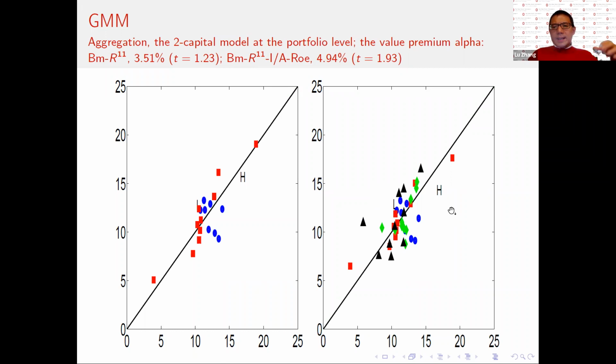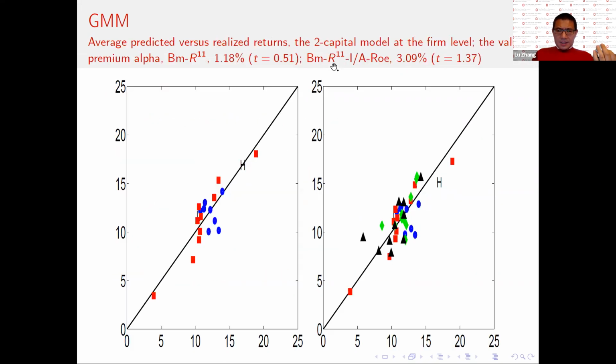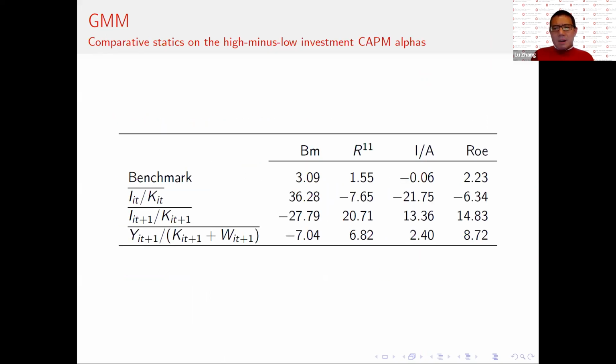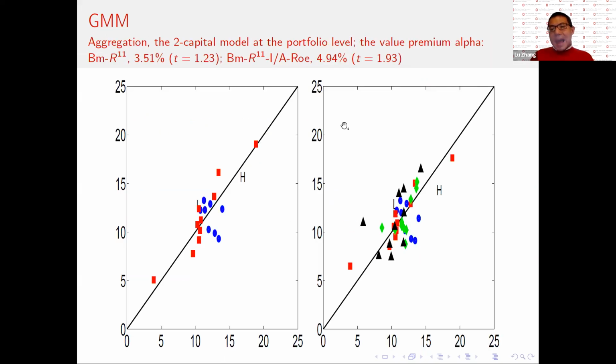Moreover, once we do joint estimation of all 40 testing deciles, value minus growth alpha becomes 4.94% per year, whereas in the benchmark estimation it is 3.09. Okay, somewhat bigger, but overall it's actually not that bad. So value minus growth is still positive, although just bigger alpha.